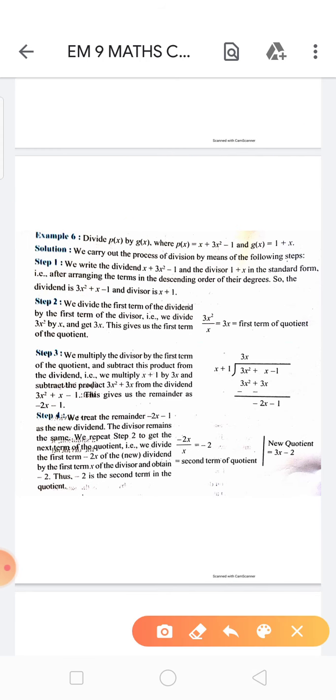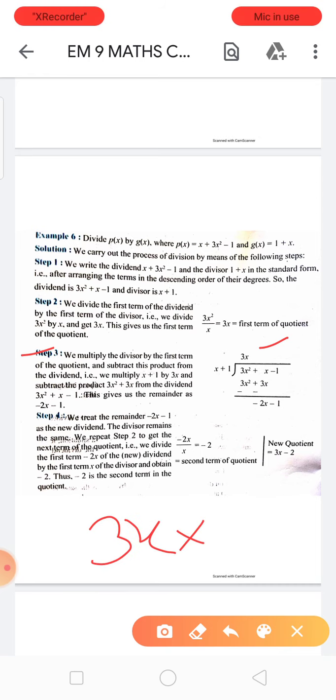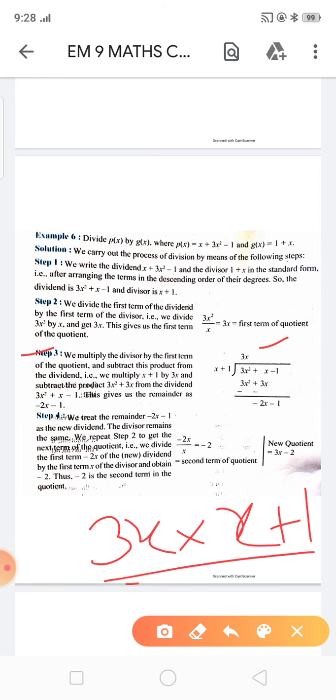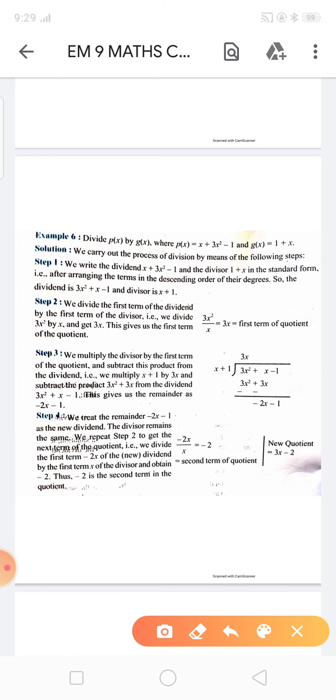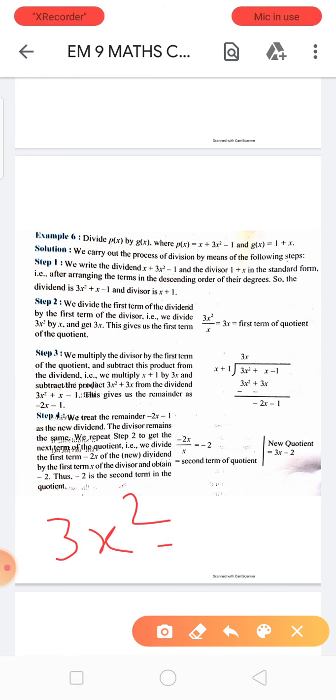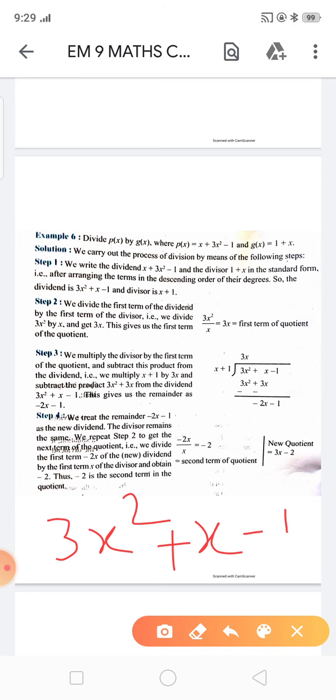In the next step, step 3, we write the quotient and multiply our quotient 3x by our divisor x plus 1. We get this step which we have to subtract from our dividend. Multiplying, we get 3 into x, that means 3x square, and multiplying 3x into 1, we get 3x. Here our dividend is 3x square plus x minus 1, and multiplying the quotient by our divisor we get this step, 3x square plus 3x.